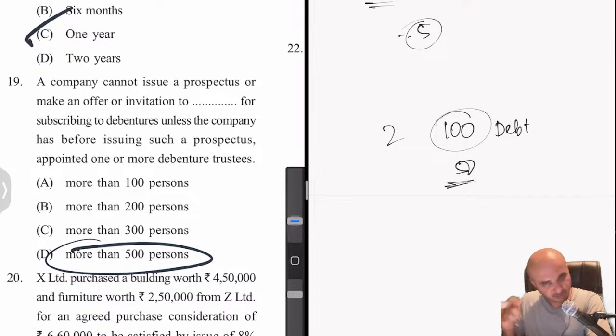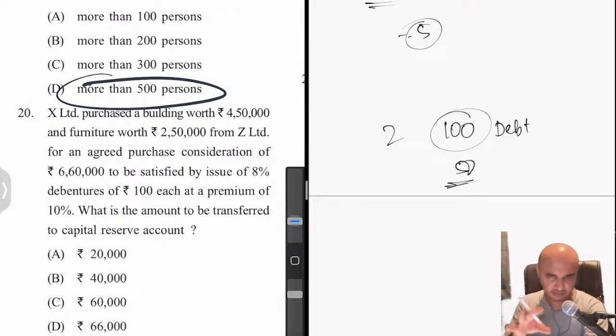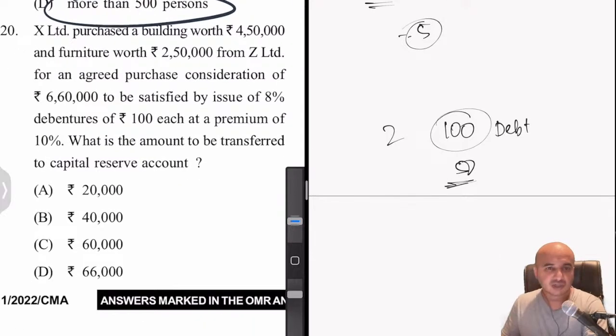So in such a case, first you appoint the debenture trustee, then you can issue the debentures or send the invitation to more than 500 people. Just to safeguard the interest of the debenture holders. That's the reason why we have this provision of debenture trustee, someone who will be acting as a trustee on behalf of all the debenture holders. So when is that needed? When you are inviting more than 500 persons to subscribe for the debentures of the company. That's the thing. Okay, let's move on to question number 20.